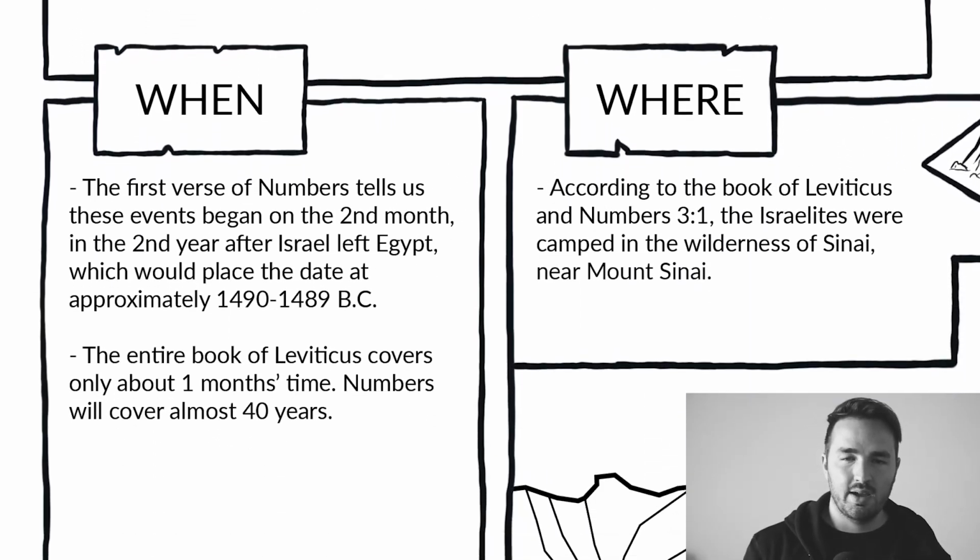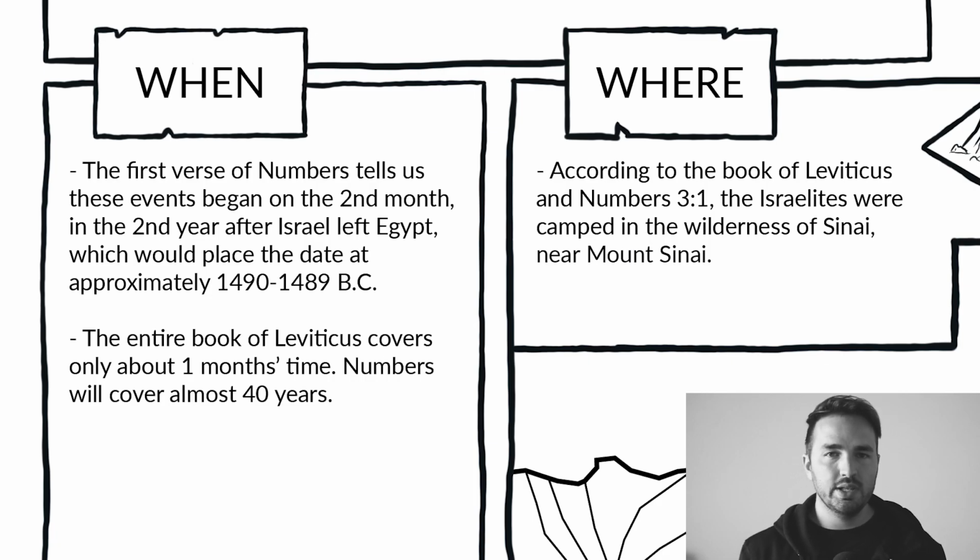Now, thinking about a timeline, when did these events happen? We left off about 1490 BC back in the book of Leviticus. Well, guess what? We're picking up pretty much in the same spot. Maybe a little bit of time has passed. The very first verse of the book of Numbers tells us when these events took place. The events we're going to read about started on the second month of the second year after Israel had left Egypt. So we're in approximately 1490 to 1489 BC.